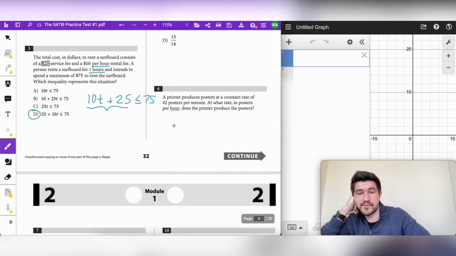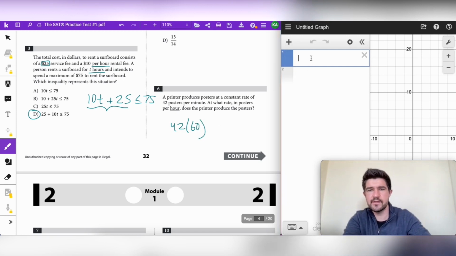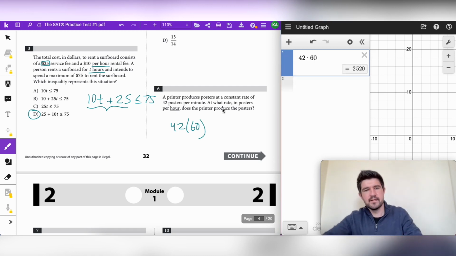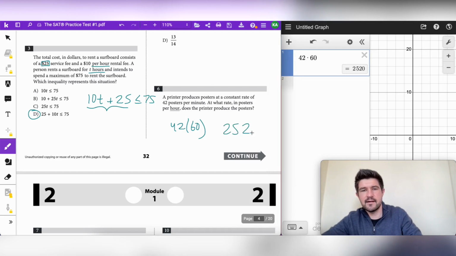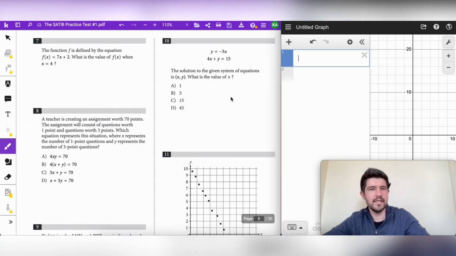The next one, a printer produces posters at a constant rate of 42 posters per minute. At what rate in posters per hour does the printer produce the posters? So 42 per minute, another minute would be another 42, and another minute another 42, etc., all the way up to an hour, which is 60 minutes. So we could just do 42 times 60, and maybe we can use a calculator here. We'll go to Desmos, 42 times 60, and there's our answer, 2,520. So we would fill that in on our answer sheet, and that would be the final answer for that one. Next page, that was pretty quick, maybe a couple minutes for that page.